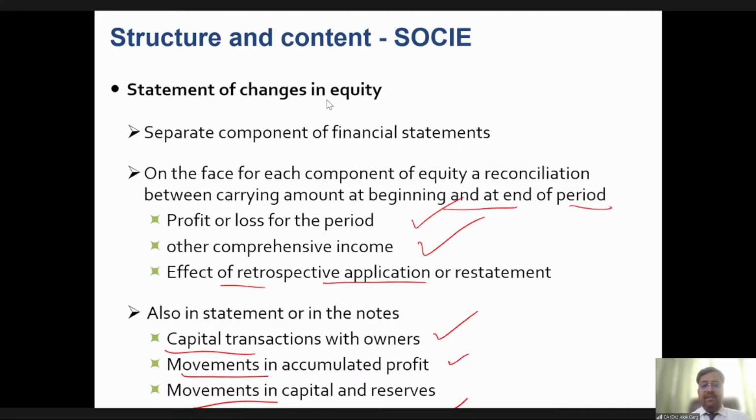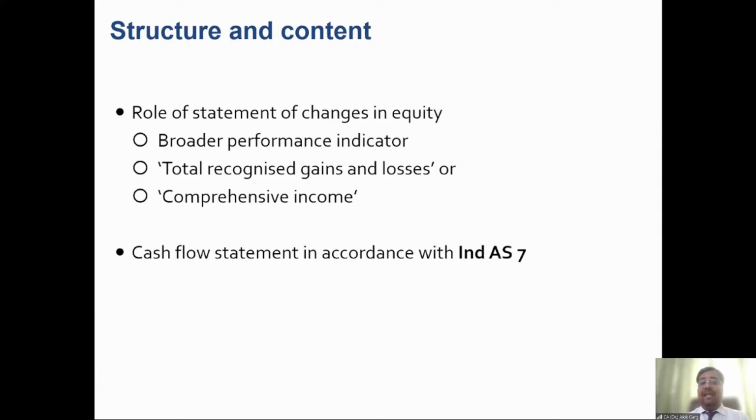So Manini, which example do you want to ask about? Please explain the last example. So statement of changes in equity gives you a broader performance indicator. How is my reserve performing, right? Whether it is declining or increasing, right? Total recognized gains and losses or other comprehensive income, right? So retained earning has to be shown separately. OCI has to be shown separately.